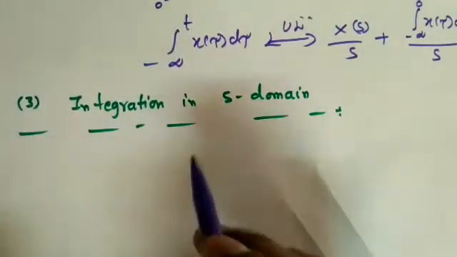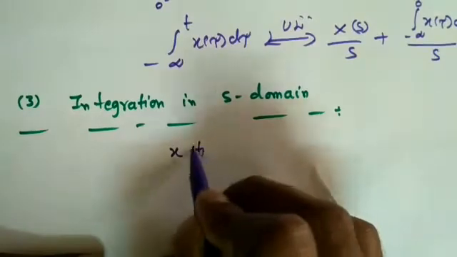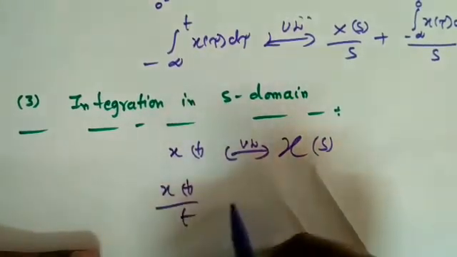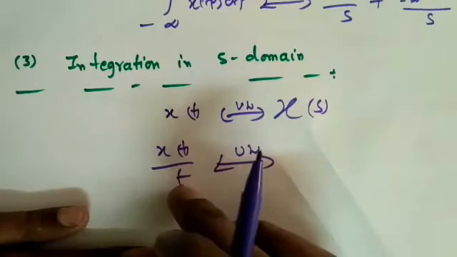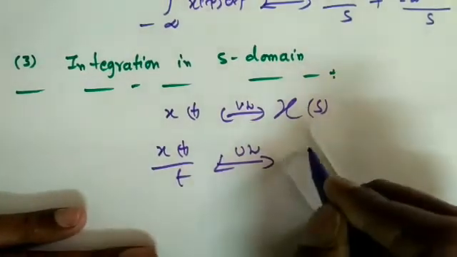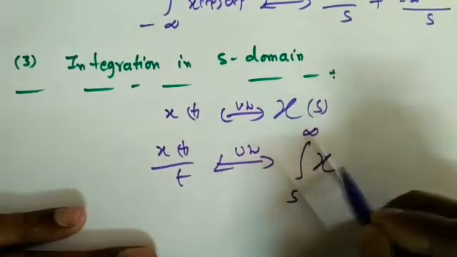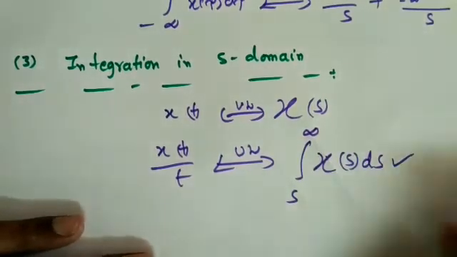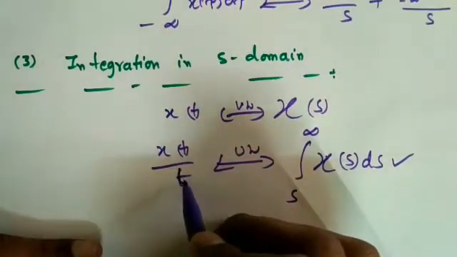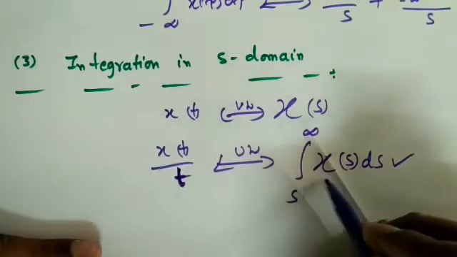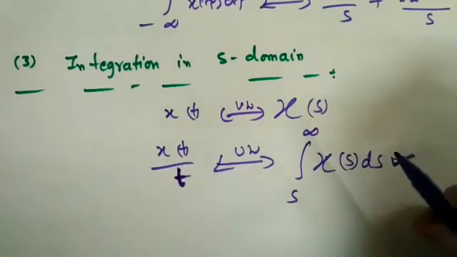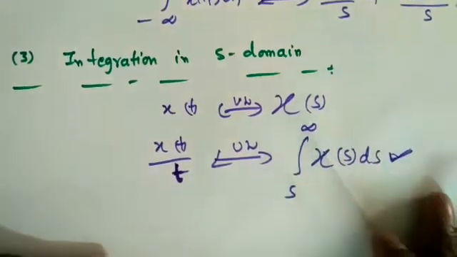The last property here is integration in s domain. So this x of t has unilateral transform x of s. Now if x of t by t is there, in the time domain it is 1 by t multiplied with x of t. So in the Laplace domain, this will be the integral from s to infinity of x of s ds. The property is from mathematics. If I divide by t in the time domain, we need to integrate in the s domain, right? So that we need to remember. Previously you may have got this question 1 or 2 times, right? So that we need to remember.